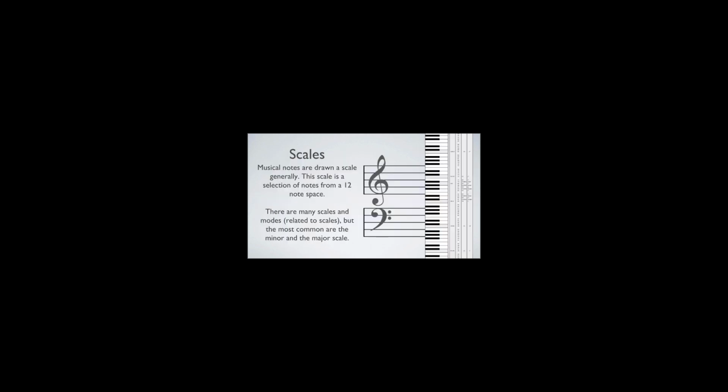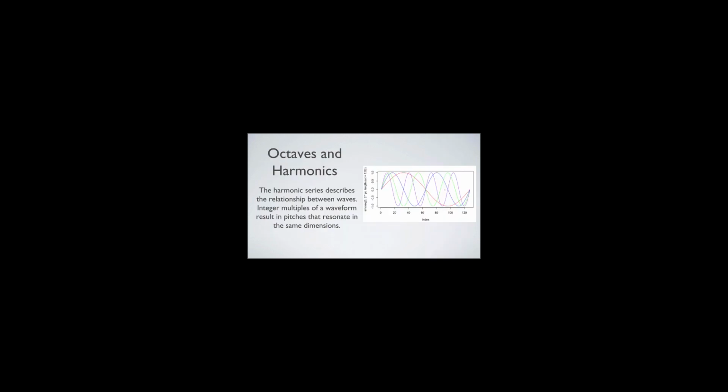So you might be wondering, why is C and C and C all related to each other? Why are they all called C? Well, that's because of the harmonic series. The harmonic series describes the relationship between waves. And if we look at this red wave here, we see a nice simple wave, but do you notice they all pass through the same point here? And they all join up here as well.